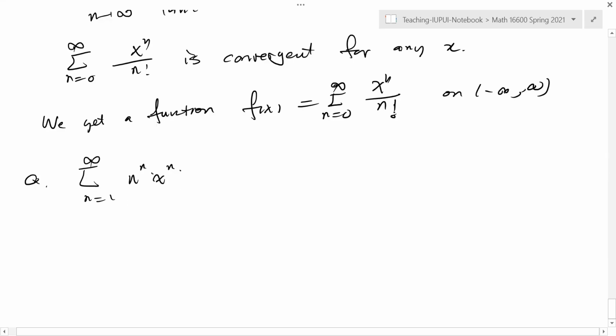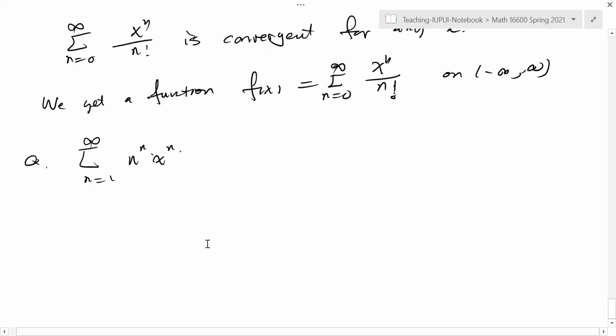We're trying to find the radius of convergence. For the previous example, the radius of convergence is infinity. So think about this problem. I'll give you half a minute or one minute to think about it. Determine the value x for which this series is convergent. So maybe just find the radius of convergence. Okay, let's do that.